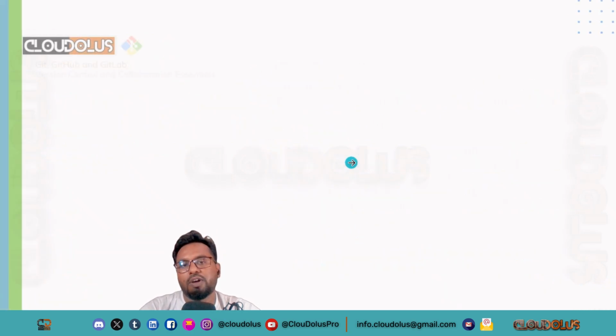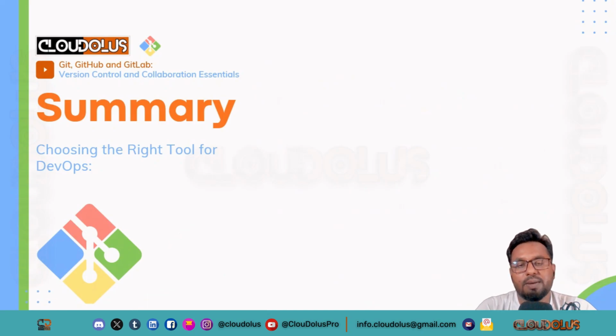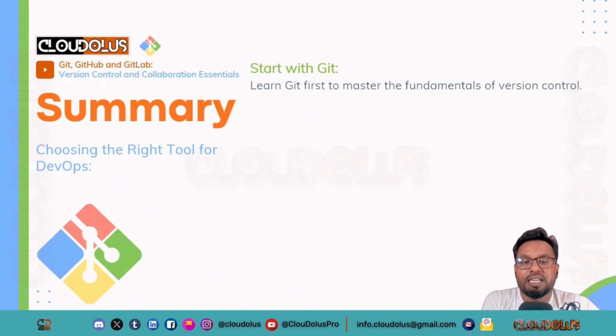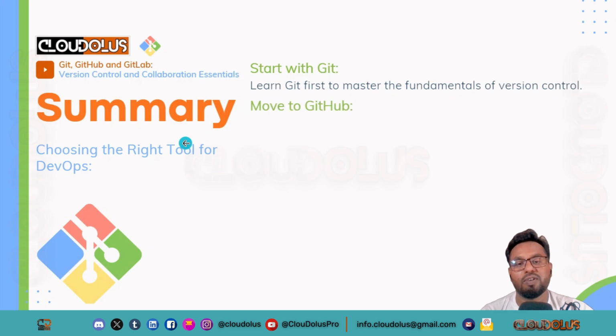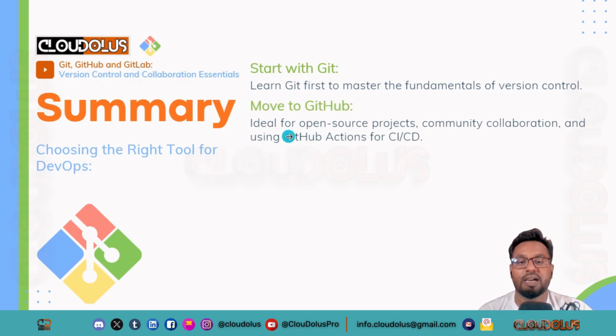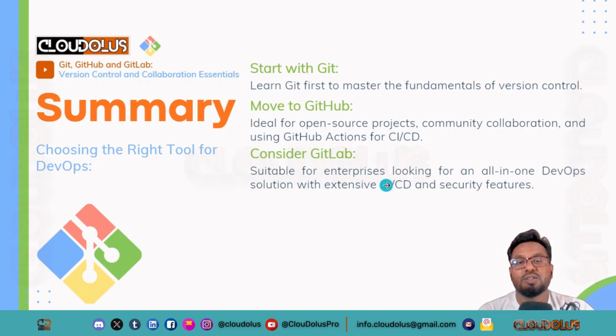And then we'll go for making a decision and summarize which is the right choice of tools for DevOps and DevOps environments. So first of all, we go for Git. Definitely start with Git. So learn Git first and master the fundamentals of version control, and then definitely go for GitHub, which is ideal for open source project community collaboration, and using GitHub Actions for CI/CD, and then definitely consider GitLab, suitable for enterprises looking for an all-in-one platform DevOps solution with extensive CI/CD security features.